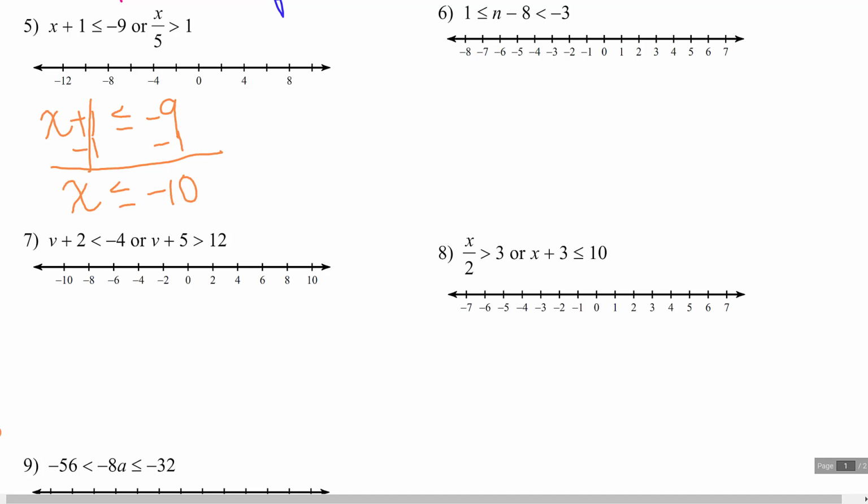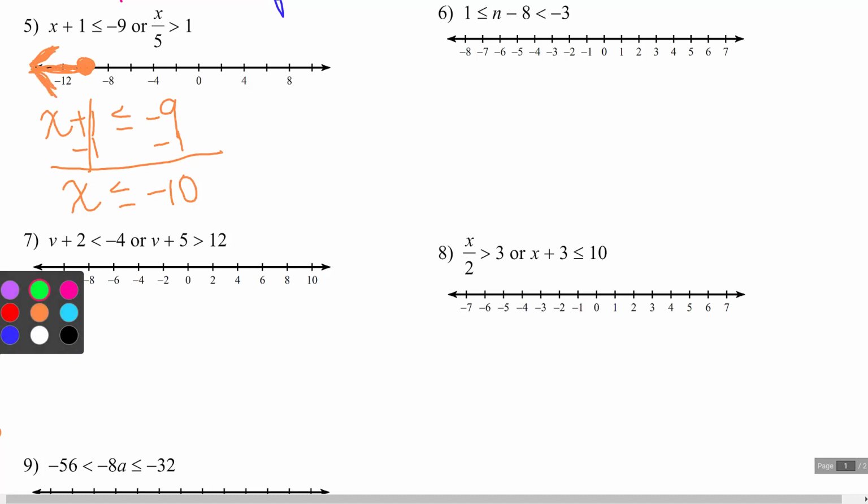If I wanted to graph that, I can come up here at -10, less than or equal to would be a solid circle, closed circle. Less than goes to the left, so I would draw the arrow and shade the number line to the left.